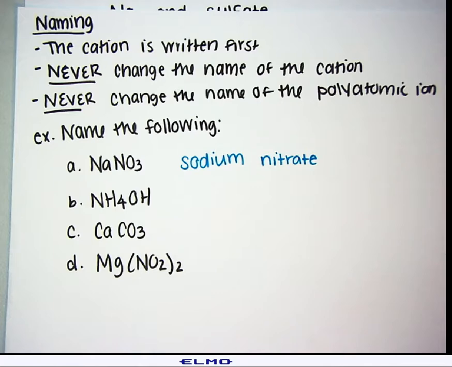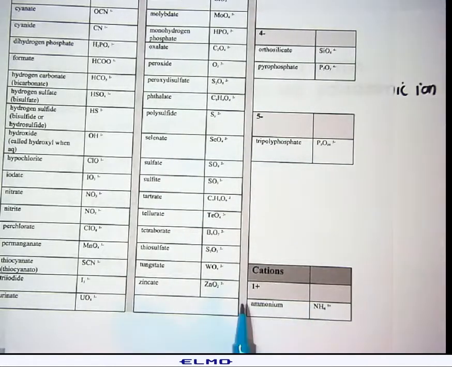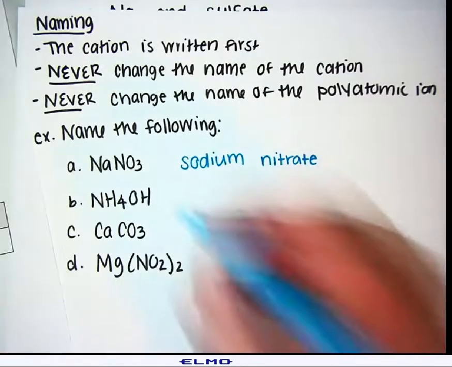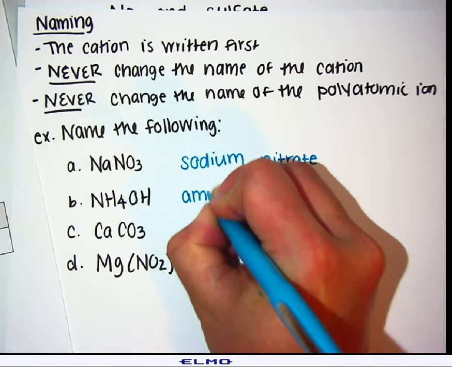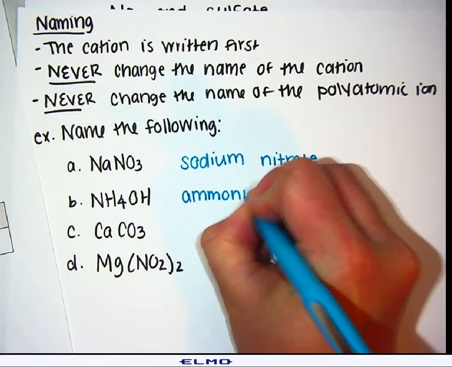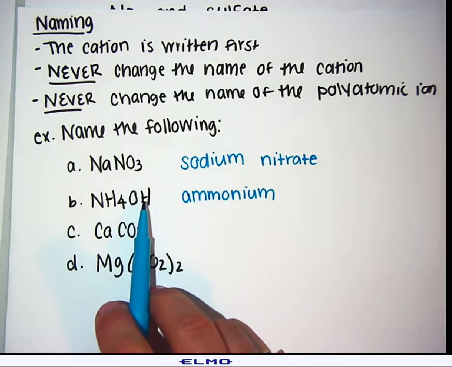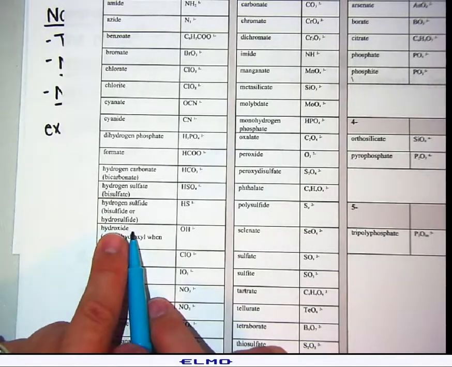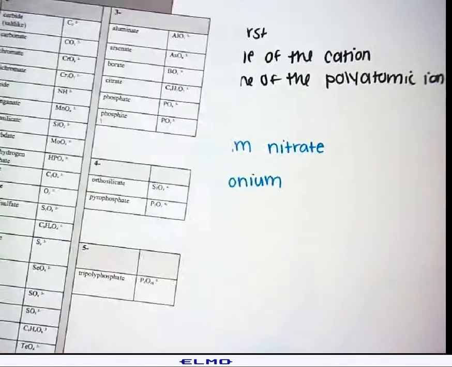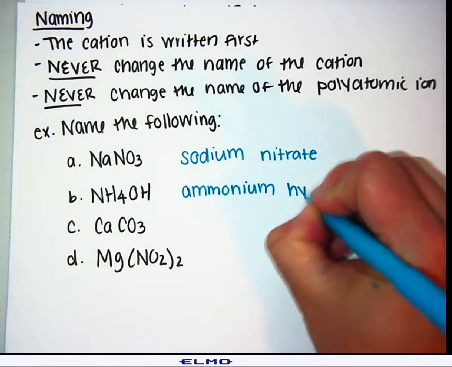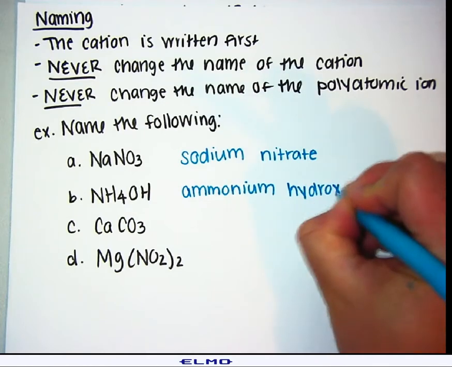My next one, NH4 is ammonium. Cation comes first, never change the name of the cation. It's also a polyatomic ion, never change the name of a polyatomic ion. OH is also polyatomic. OH is hydroxide. So this compound is ammonium hydroxide.